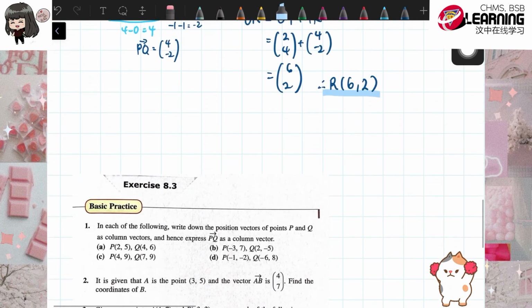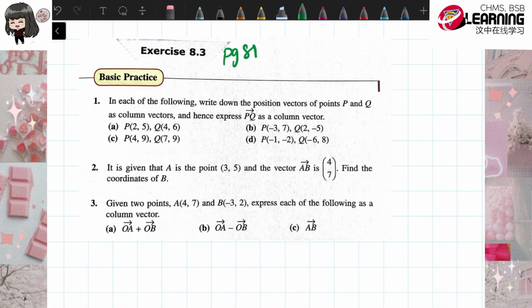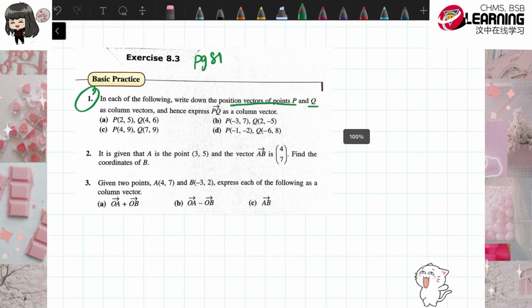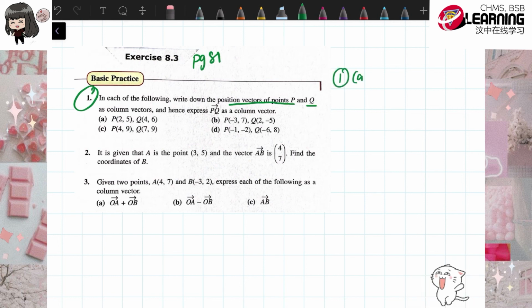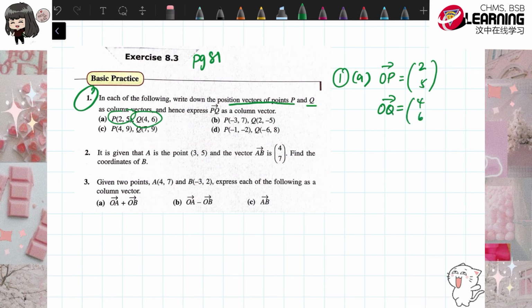Now let's go to Exercise 8.3. I want you to do some of this as your homework. Question 1, I think you can do it all. You have to find the position vector of P and the position vector of Q. I do a few questions here. Number 1A, let's say you want to find OP, it's 2, 5. You want to find OQ, it's 4, 6.